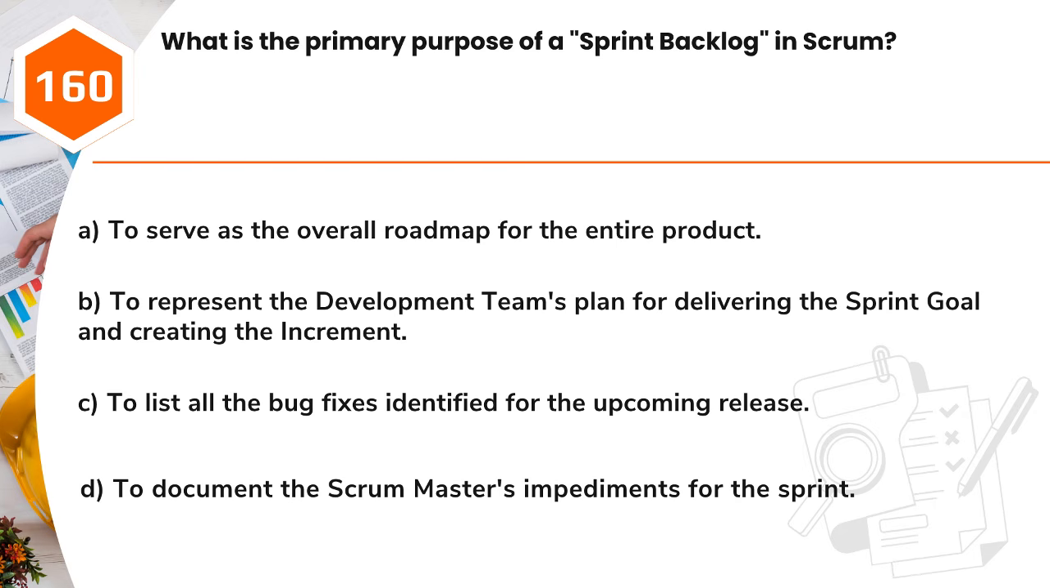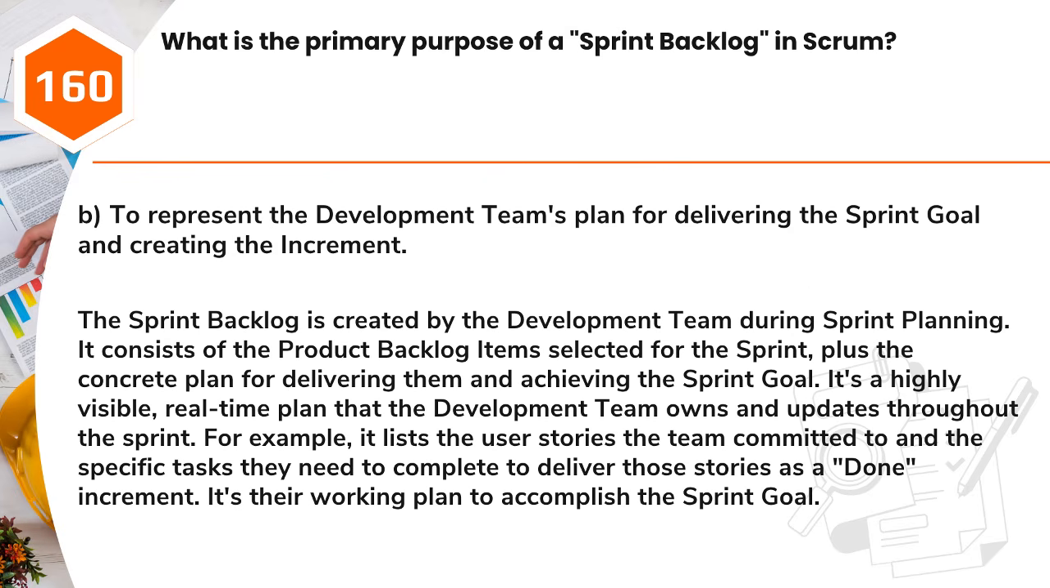Question 160. What is the primary purpose of a sprint backlog in Scrum? A. To serve as the overall roadmap for the entire product. B. To represent the development team's plan for delivering the sprint goal and creating the increment. C. To list all the bug fixes identified for the upcoming release. D. To document the Scrum Master's impediments for the sprint. Answer: B. To represent the development team's plan for delivering the sprint goal and creating the increment.